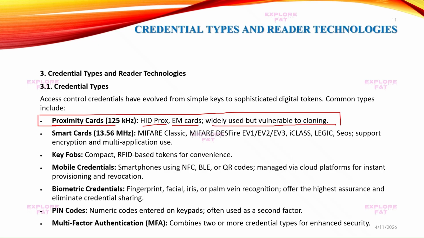Smart cards work on 13.56 megahertz. Different types of cards are there, like MIFARE Classic, MIFARE, DESFire, EV1, EV2, EV3, iCLASS, Legic, and they support encryption and multi-application use. Next one is key fobs. Like you know key fobs, you can use them with your key. Next, mobile credentials: smartphones using NFC, Bluetooth, QR codes, managed via cloud platform for instant provisioning and revocation.